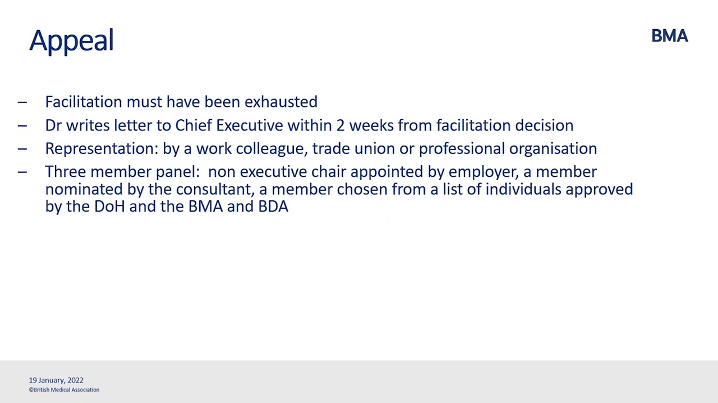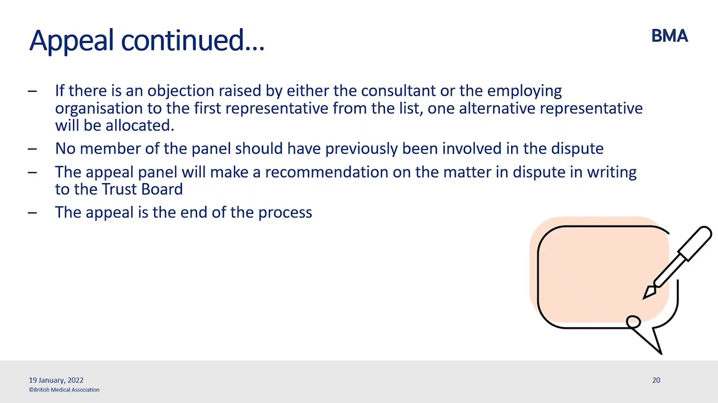And the appeal hearing will take place in front of a 3-member panel, which will consist of a management side nominee, your own nominee, and a 3rd member taken from a list which is jointly managed by the BMA, BDA and Department of Health. If there's any objection raised by either the consultant or the employer to the first representative from the list, one alternative representative will be allocated. And again, no member of the panel should have been previously involved in the dispute. Both sides will then be invited to present their case. Each side may be questioned by the panel and by the other side. At the end, each side will be given the opportunity then to sum up their case.